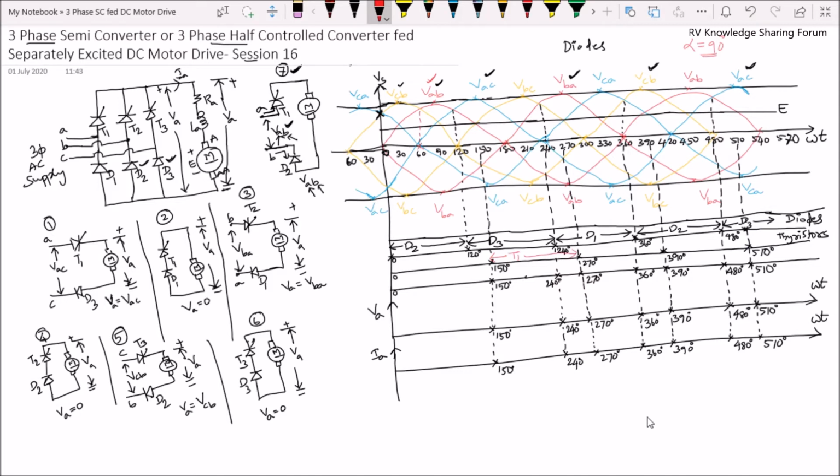Now let us consider the line voltage VBC. VBC means the first letter is B. Here B is connected to the thyristor T2, and this VBC is becoming more positive at an angle of 180 degrees. I am marking in the red color. From here we have to leave 90 degrees of firing angle. So 180 plus 90 becomes 270. So at an angle of 270 degrees, the thyristor T2 comes into conduction.